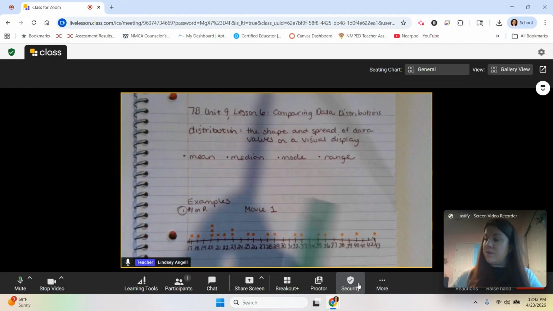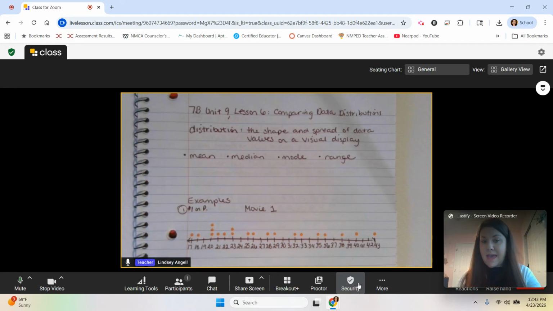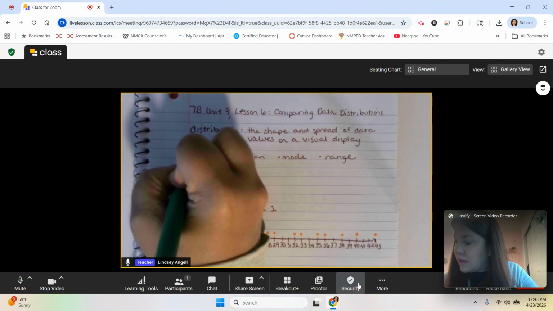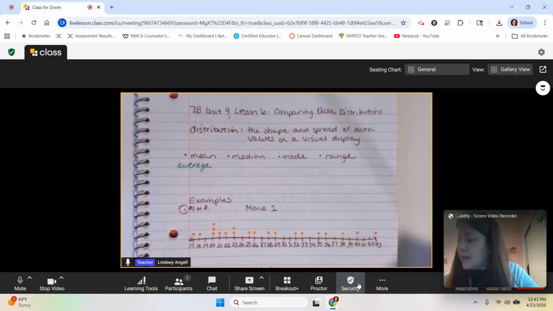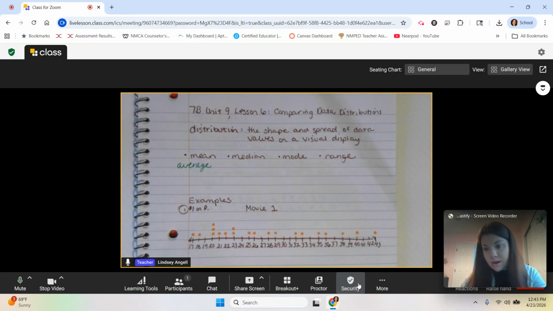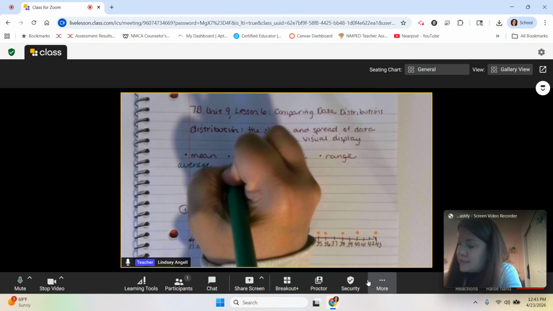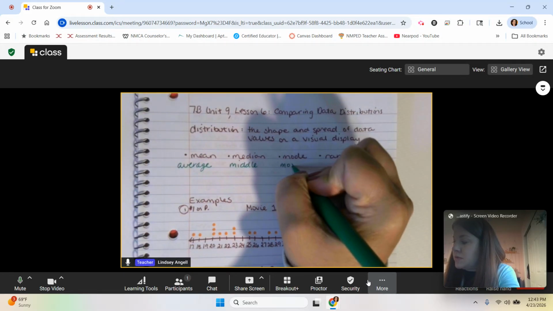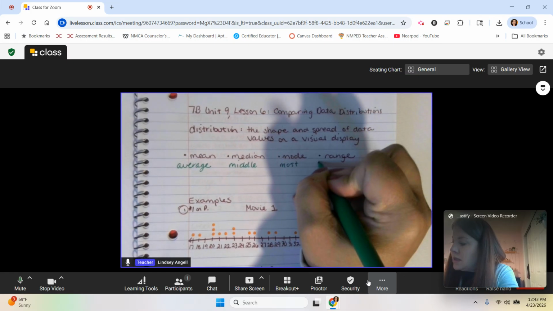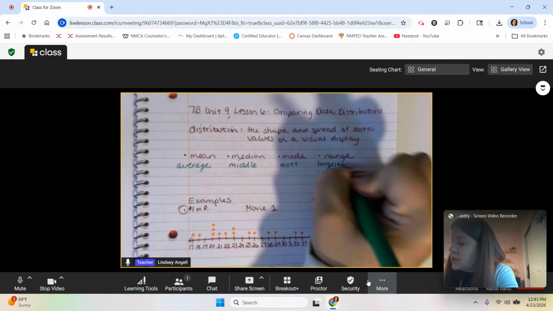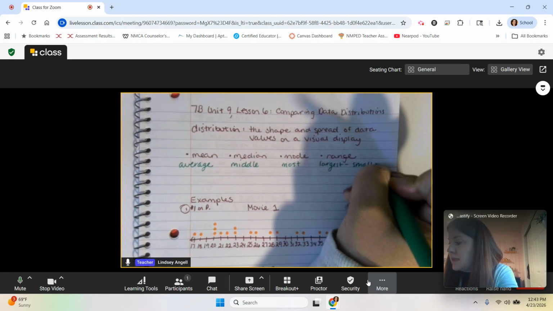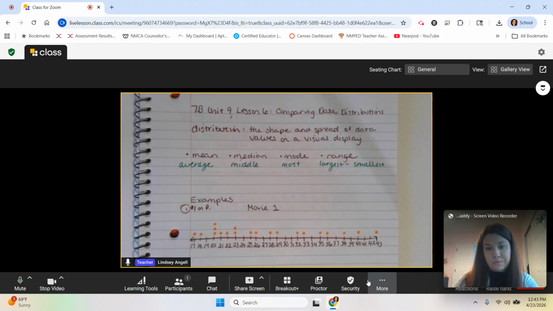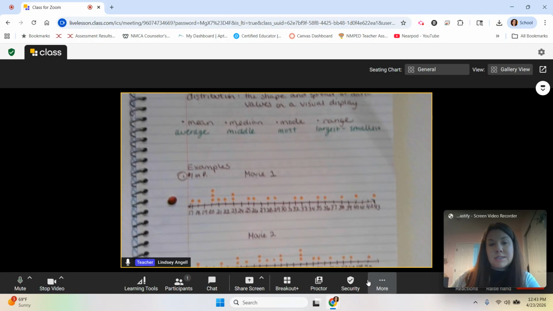But just as a review, mean is like the average. That's where you add them together and then divide by how many numbers you added. Median is the middle. Mode means the most. And then the range is the largest minus the smallest numbers in your data set. Okay, so just super quick review over those terms. Let's look at some examples.